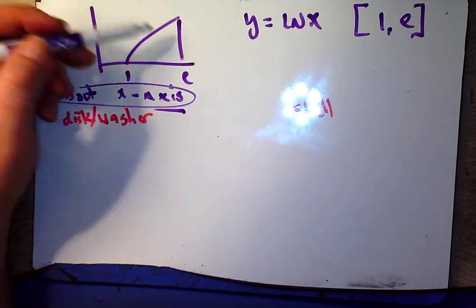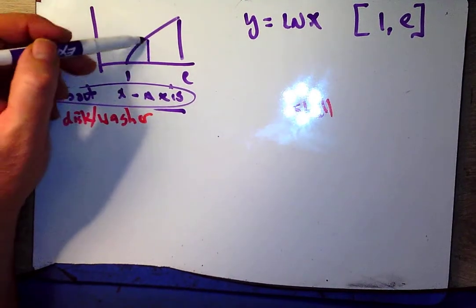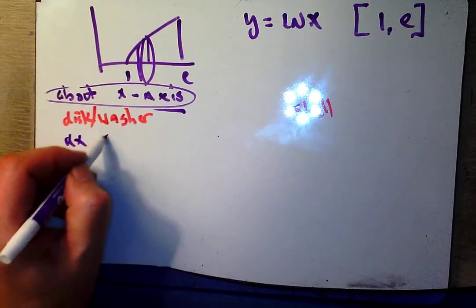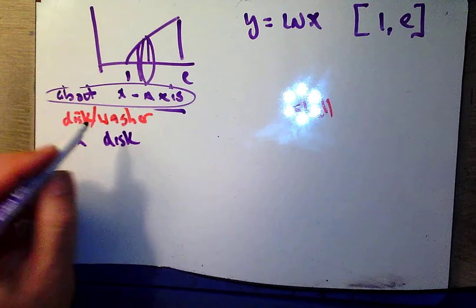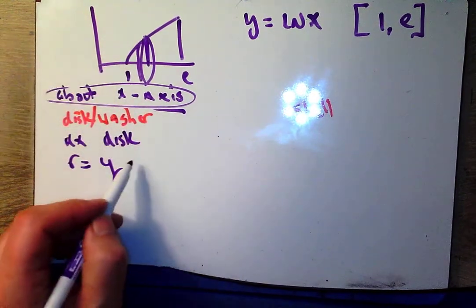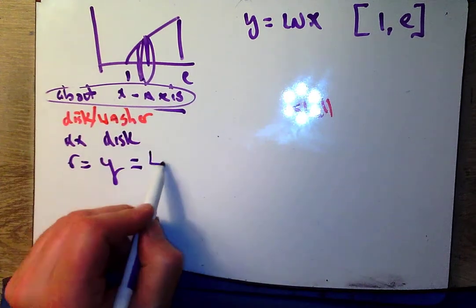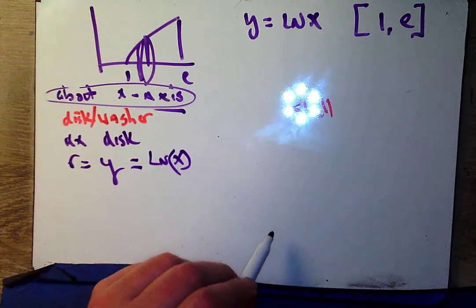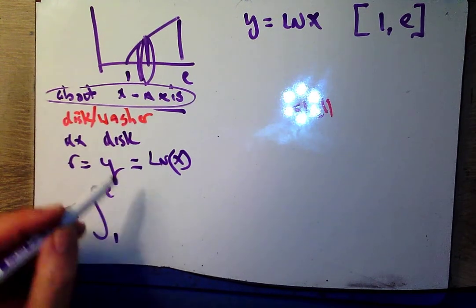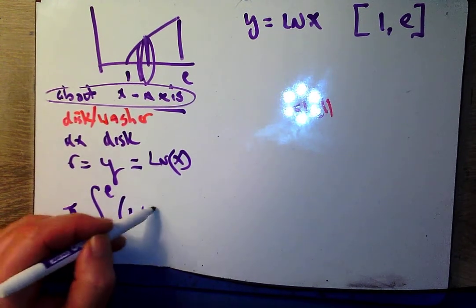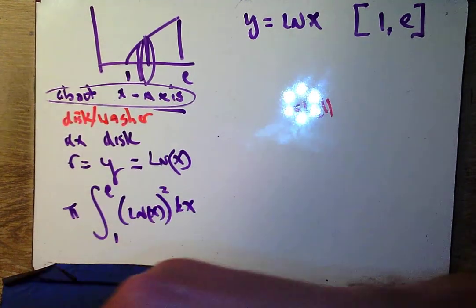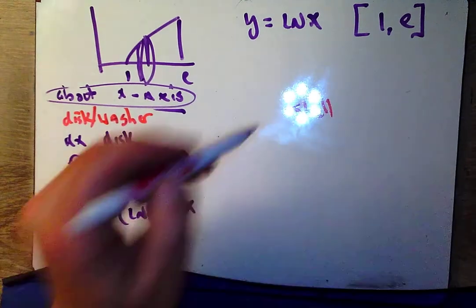Hey, so how'd it go? Did you draw something perpendicular? Did you find out that this was going to be a dx disk whose radius is our y value here? But since this is dx, we need ln of x. So we're integrating pi from 1 to e of ln of x squared dx. Excellent. And what happens if we do this with shells?